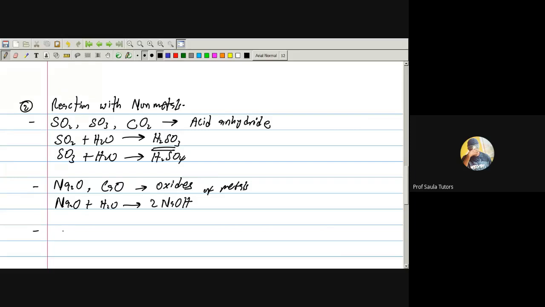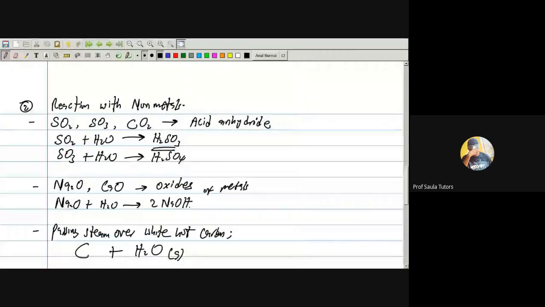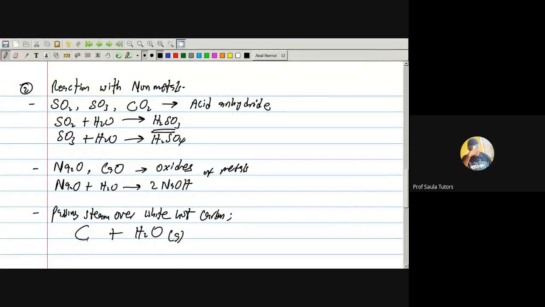Also, water can react with a non-metal like carbon. Look at this: passing steam over white hot carbon. This is steam, H2O gas. If I pass this steam over white hot carbon, what do we have? We have CO and H2.